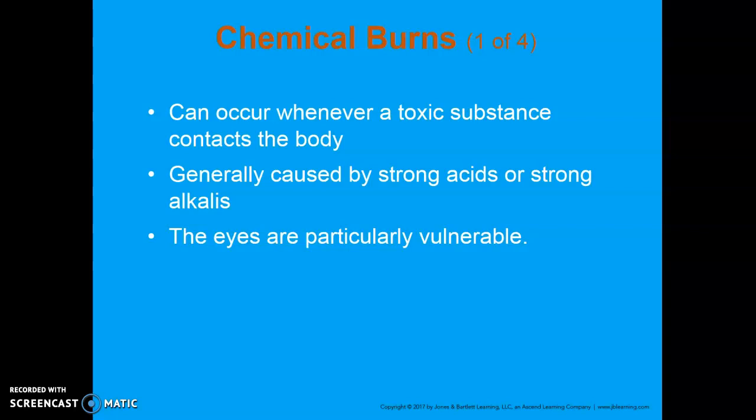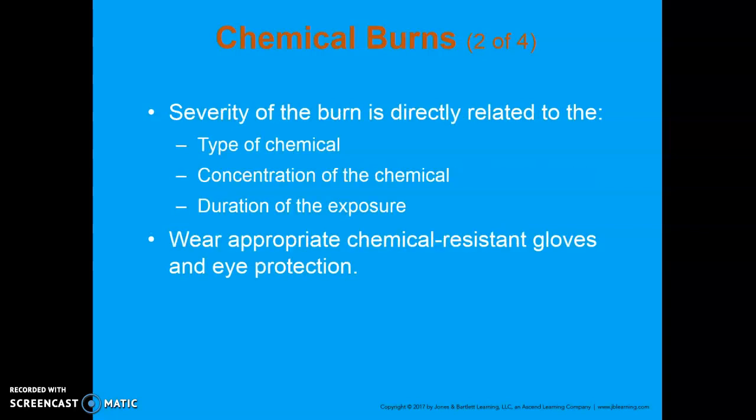Chemical burns occur whenever a toxic substance contacts the body. Most are caused by either strong acids or strong alkalis, so they're on the opposite end of the spectrum there. Your eyes are particularly vulnerable to chemical burns. And the severity of the burn is directly related to three main factors. What was the chemical? What was the concentration? And how long were you exposed to it?